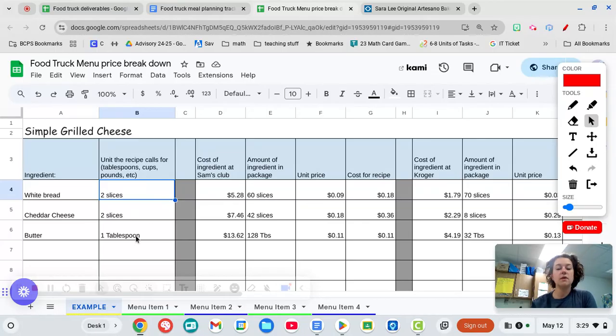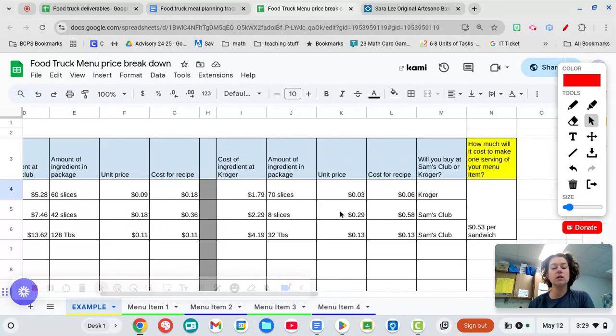So you're going to repeat that for all of your ingredients, first at Sam's Club, then at Kroger, because if you're running your own business, you want to make sure that you're getting the best prices possible, okay? Now, once I know how much it costs at each store, I got to figure out how much it's going to cost to make my sandwich. Well, looking at my prices, it's 18 cents for my bread at Sam's Club. It's only 6 cents for my bread at Kroger, so I want to use that bread.